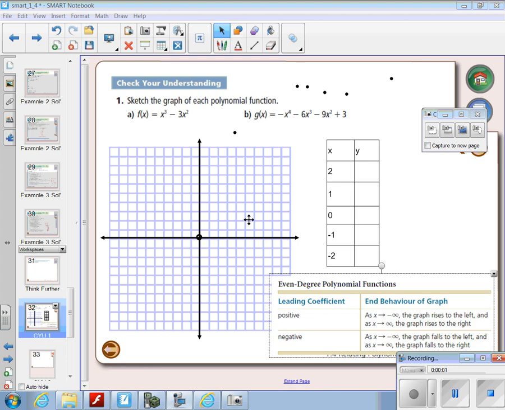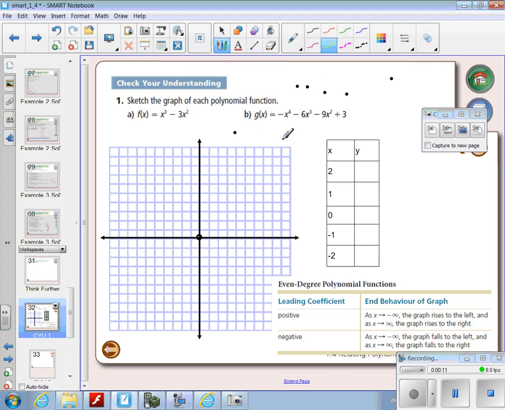Okay, we're now doing 1B. Notice that this has an even degree. So I'll just highlight here. This is an even degree, power of 4.